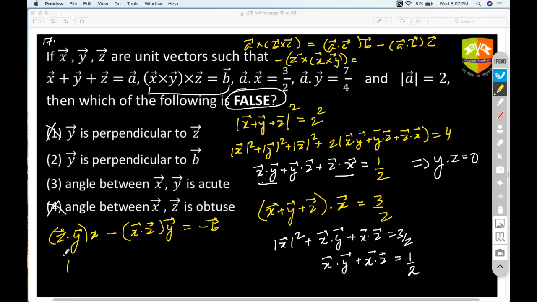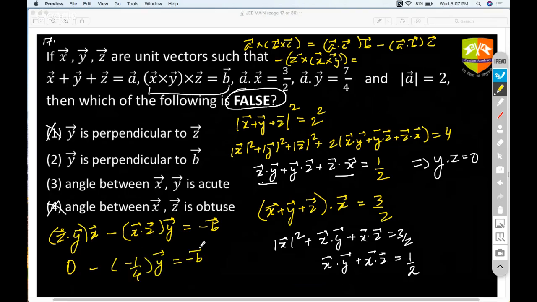Okay. Now Z dot Y, how do I get the value of Z dot Y? I think we figured out the value of Z dot Y earlier. That was 0 actually, because they were perpendicular. So 0, and X dot Z also was negative 1/4.